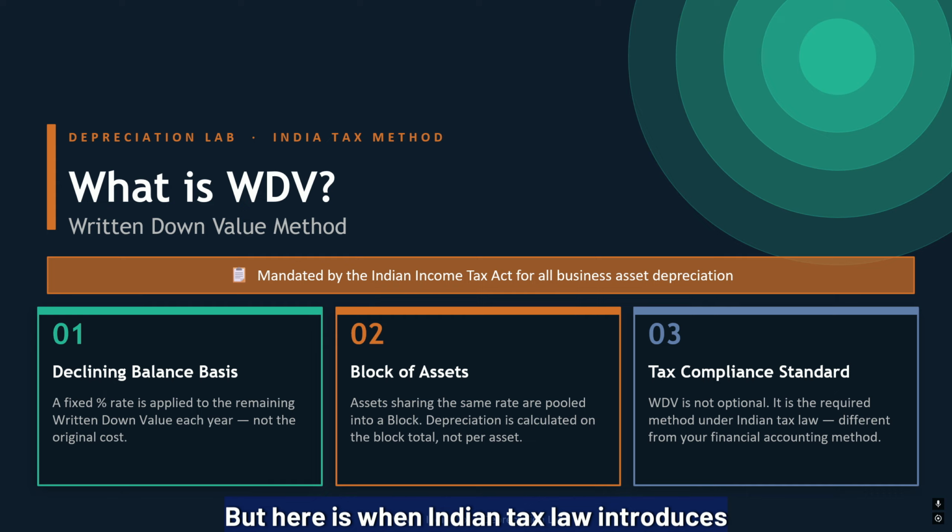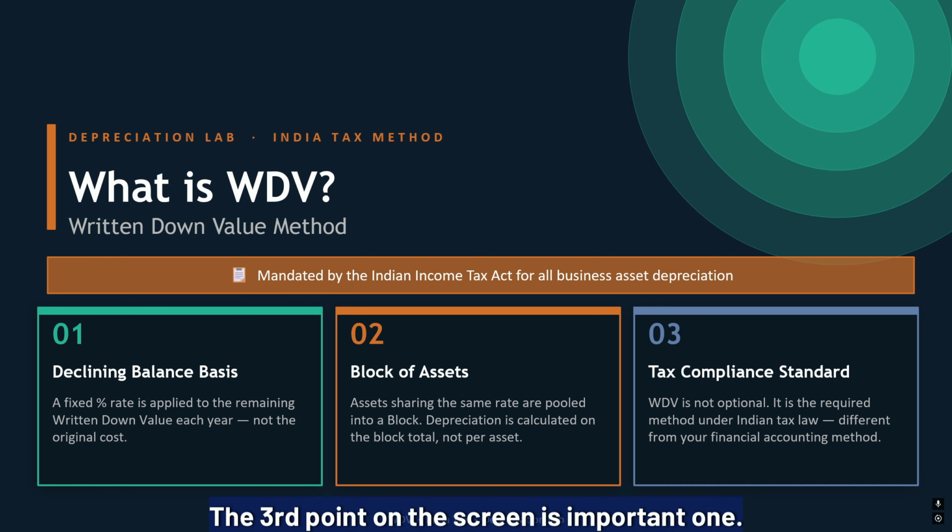But here is where Indian tax law introduces something unique, the concept of a block of assets. Under Indian tax rules, you do not calculate depreciation for individual assets. Instead, the Income Tax Act groups similar assets that share the same depreciation rate into what is called a block. So all computers in a business are pulled into one block. All motor vehicles go into another block. All office furniture into yet another block. You calculate depreciation on the total written down value of the entire block, not on each piece of equipment individually.